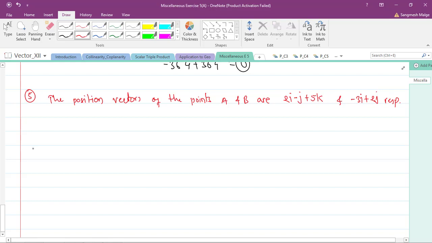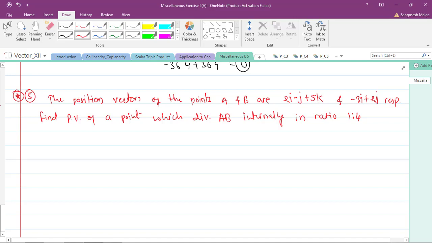Okay, so what you have to do is, find the position vector of a point which divides the segment AB internally in the ratio 1:4. Okay, you can expect this type of questions in your exam.